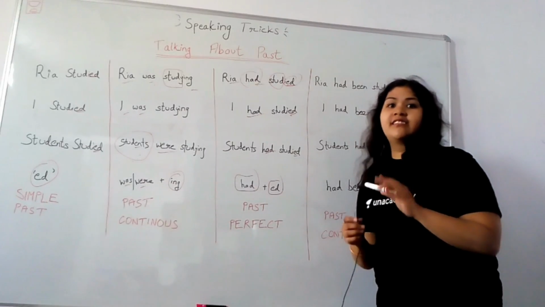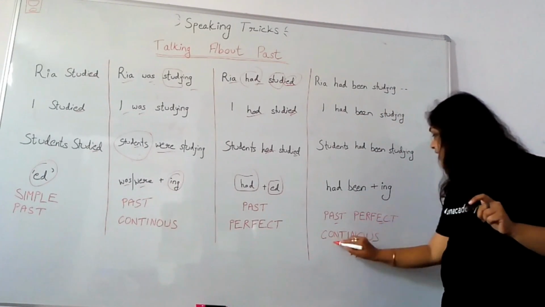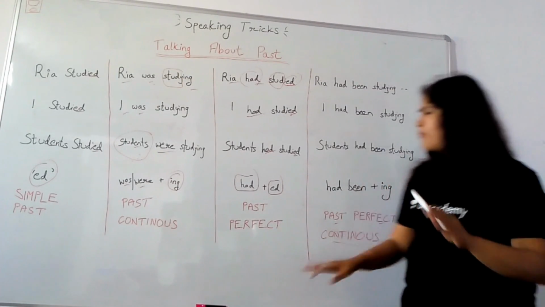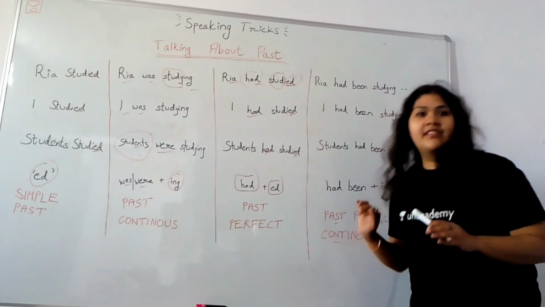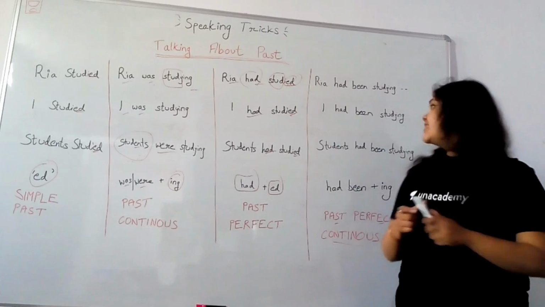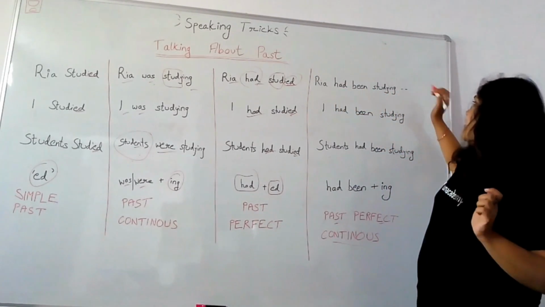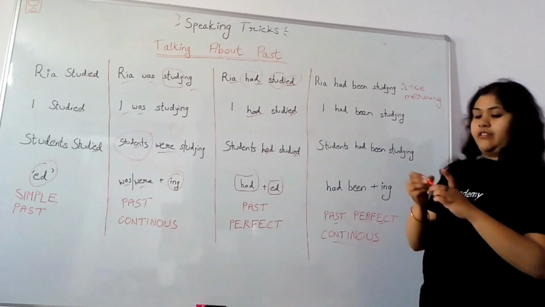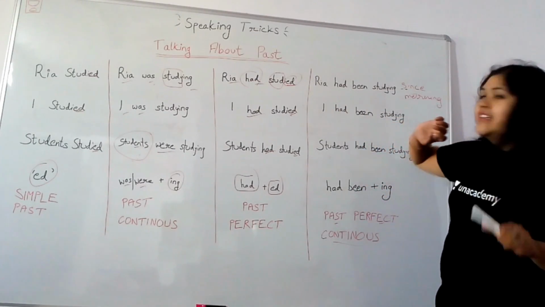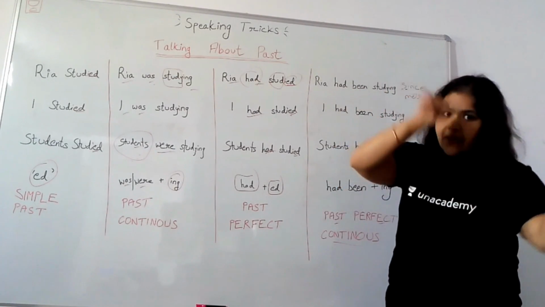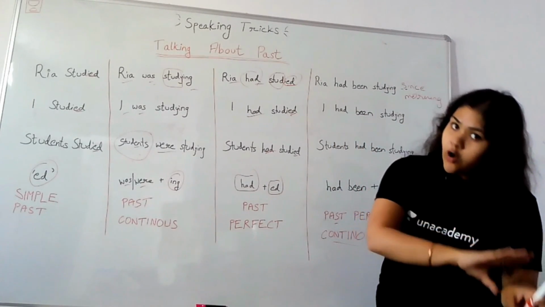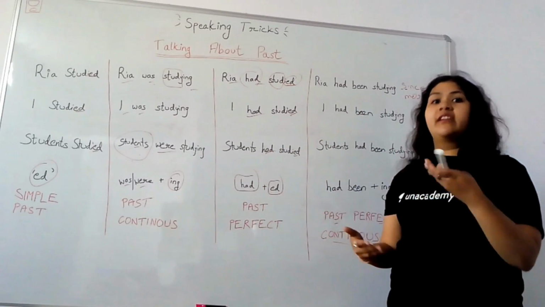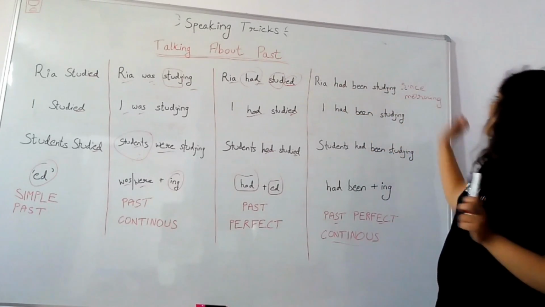Okay, now let us understand the last one, past perfect continuous. This one is special, having elements of both past continuous and past perfect. See here: Ria had been studying. Let us add since morning, now it is more logical. It means this girl was doing her studies from the morning up to the time about which we are now talking. Ria had been studying since morning.